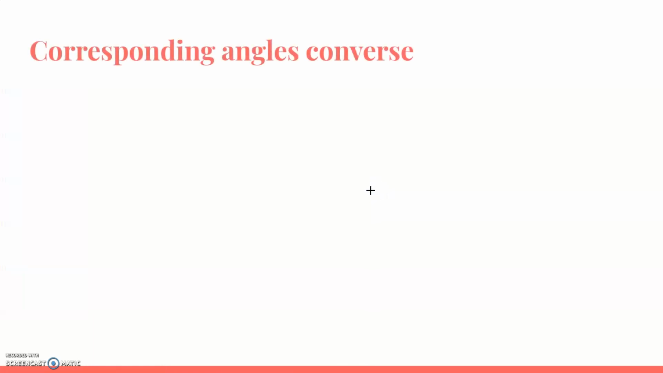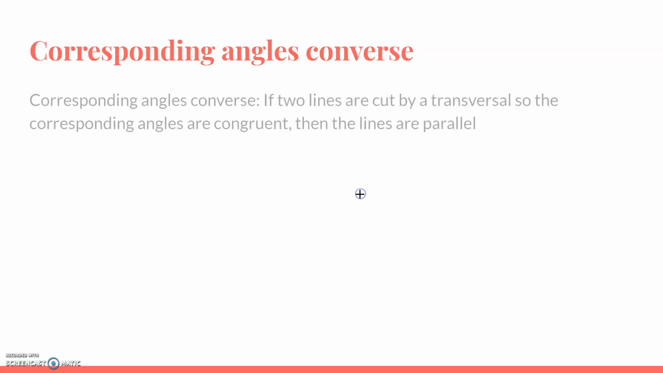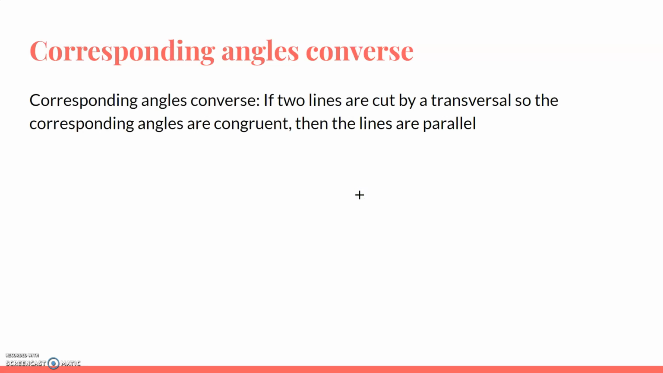Alright, so the corresponding angles converse. As we learned a while back, a converse is the opposite of a true conditional statement. So let's take a look at this. The corresponding angles converse: if two lines are cut by a transversal so that the corresponding angles are congruent, then the lines are parallel.